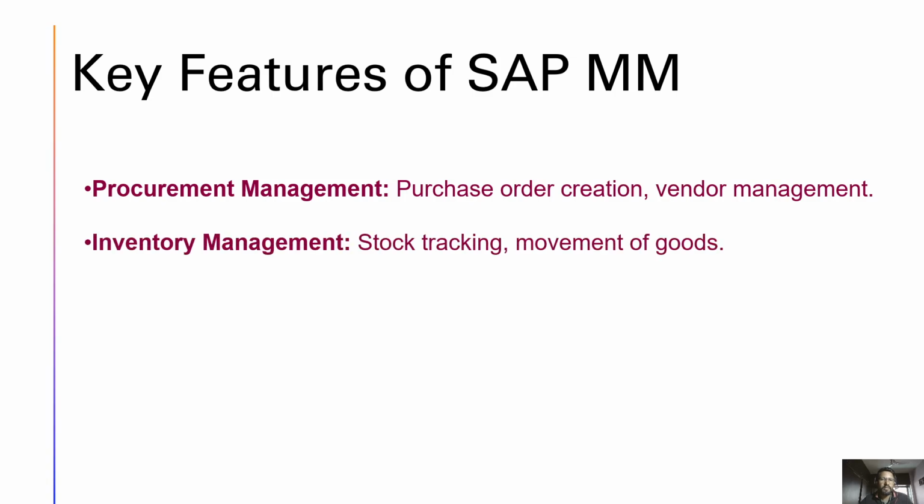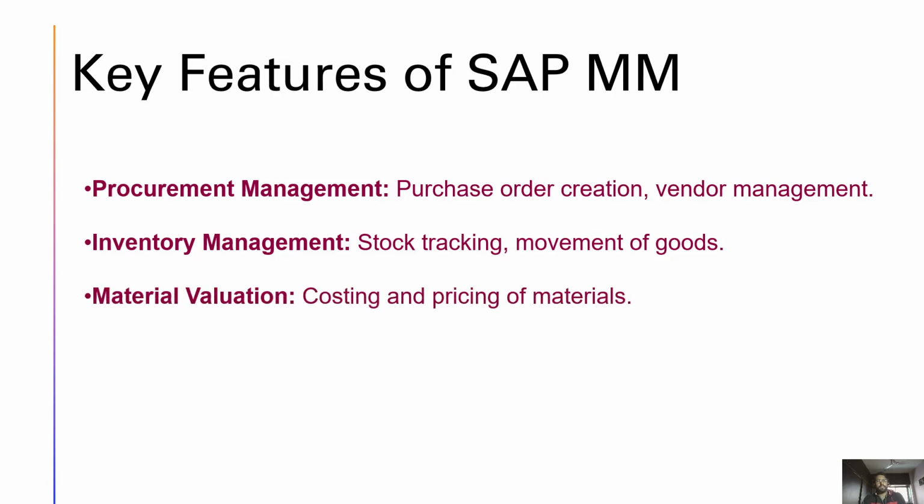The second one is inventory management. Any organization has an inventory. If it is a manufacturing company, they have raw material and a number of things, or computers, laptops, and so on. So they should have some application or process to monitor the inventory. Here the key feature of SAP MM is inventory management. Under that we can do stock tracking and movements of goods.